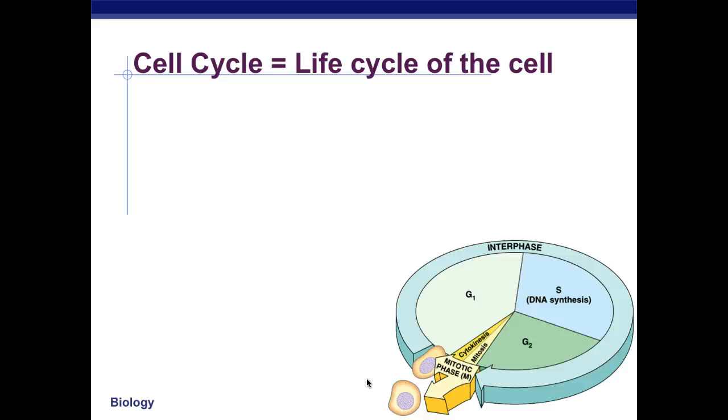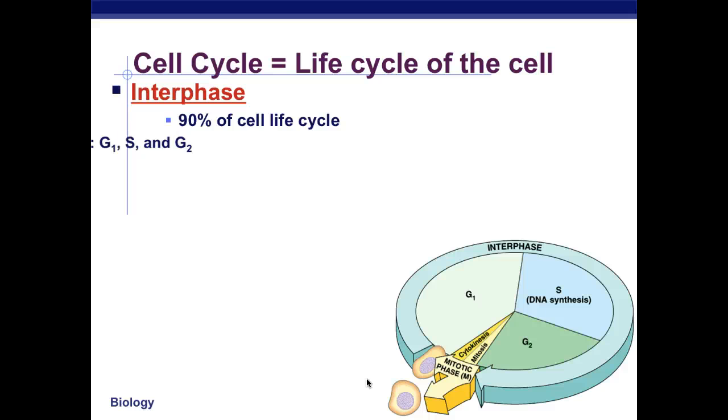So the cell cycle equals the life cycle of the cell. There's something called interphase, which is where the cell spends most of its lifetime. So it's 90% of the cell's life cycle. And within interphase, there are three phases: G1, S, and G2. G1 and G2 are growth phases, and the S phase is DNA synthesis. So it's the copying and replication of DNA.